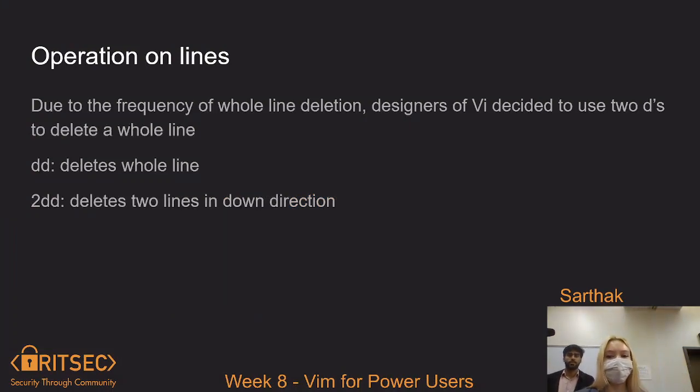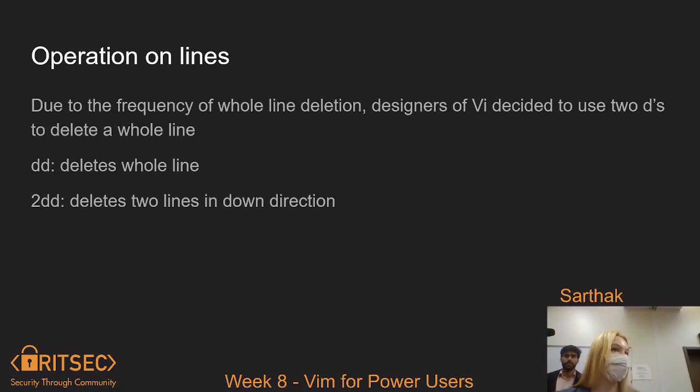Now this is what Sartak just demonstrated. Often you will be deleting a whole line, so there's a simple command for that, dd, and you can also combine it with a number to delete a certain number of lines in the downward direction.